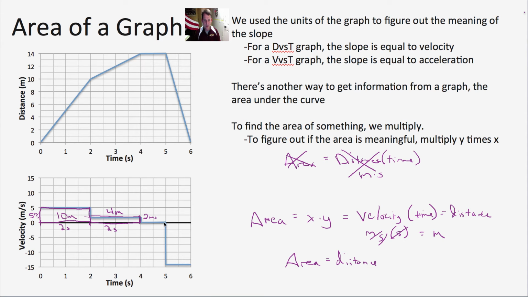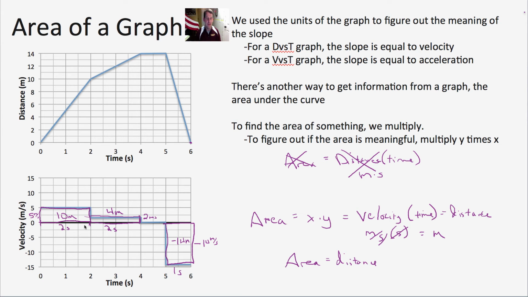Now this last little bit, this last area here, if we calculate it, this is negative 14 meters per second. This is 1 second. So the area here is negative 14 meters, that times that. And we see that we have all this together as positive 14 meters plus negative 14 meters gives us a total distance change of 0. And sure enough, we're back here at 0 at the end of the graph. So that's kind of cool.